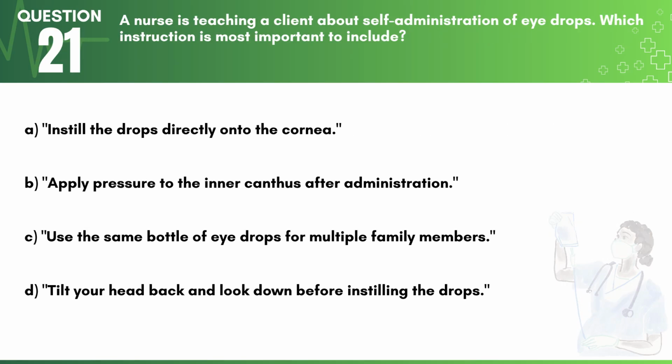Question 21. A nurse is teaching a client about self-administration of eye drops. Which instruction is most important to include? A. Instill the drops directly onto the cornea. B. Apply pressure to the inner canthus after administration. C. Use the same bottle of eye drops for multiple family members. D. Tilt your head back and look down before instilling the drops.